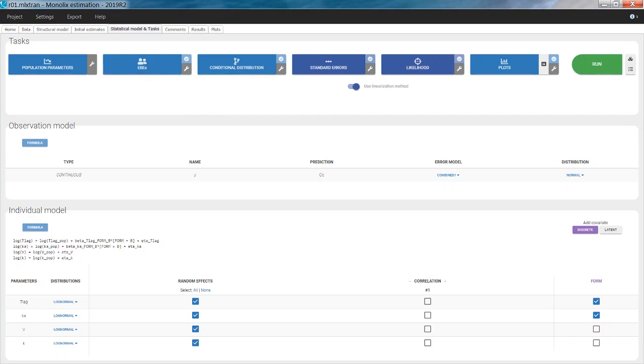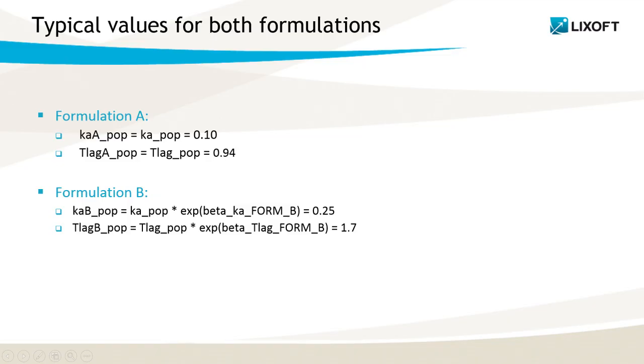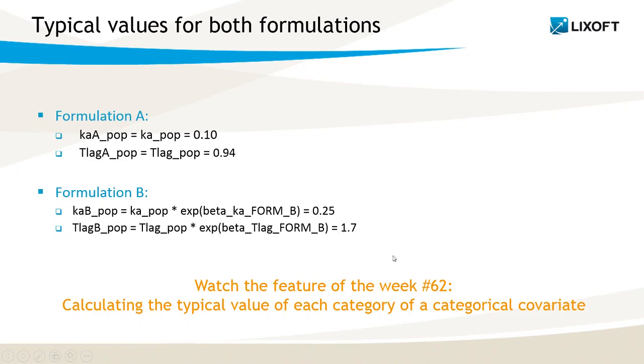Let's do that on the slides. So the typical value of Ka for the formulation B is Ka_pop times exponential of the beta parameter, so that would be 0.25, and same for the Tlag parameter. To have more detail on this calculation, you can watch the feature of the week number 62, calculating the typical value of each category of a categorical covariate.